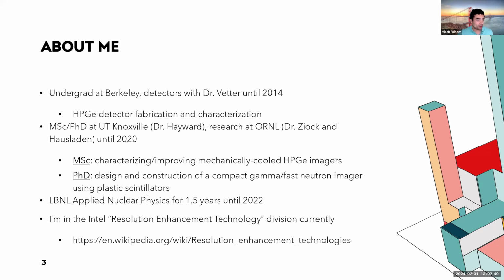So my background is that I did undergrad at Berkeley with Dr. Vetter. I had a lot of time with high purity germanium detectors, characterization. We have a lab that fabricates them. So I learned about all that process, strip detectors, coaxial, and all the business. At UT Knoxville, I continued some germanium work on mechanically cooled portable imagers like the ones by PHDS. And then for my PhD work, and this is really where I got into the GEANT4 stuff, was designing a compact fast neutron imager using plastic scintillators. And GEANT4 was perfect for this sort of work.